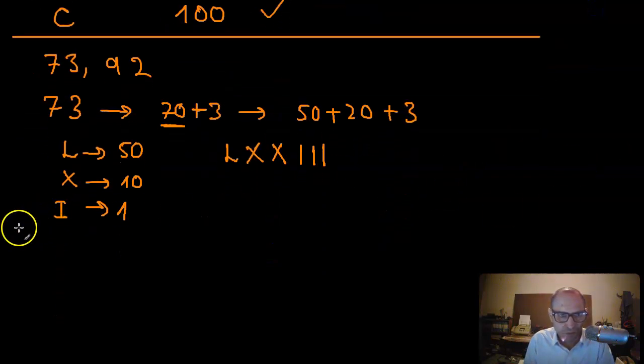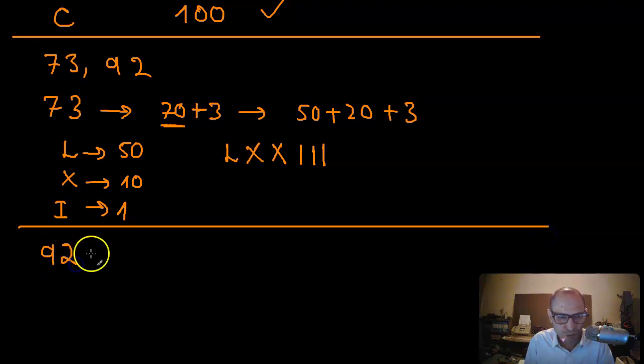Now in the case of, for example, 92, a 90 is the same as 50 plus 40. Of course we don't have a 40, but we have already the 50, which is an L. The 40 would be 4 tens, meaning 4 of these tens. But 4 tens we cannot put together. We can go all the way up to 3 tens. So we have to subtract. So to subtract, I will have to say 100 minus a 10 is a 90, right? And then add 2 to that so that you get a 92, right?